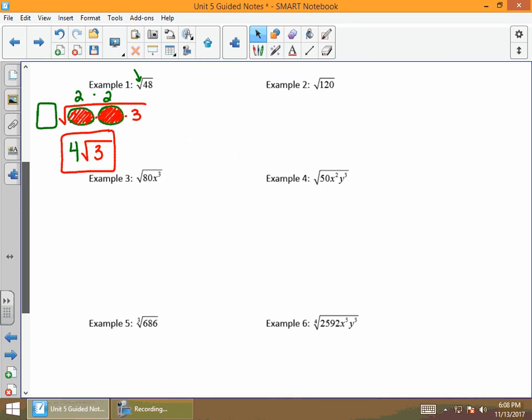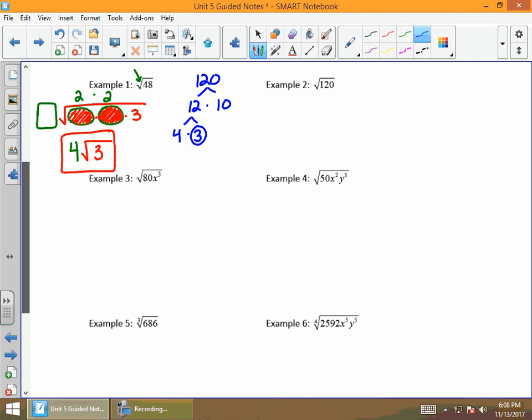All right, let me try another one. 120. Factor tree of 120. 12 times 10 is 120. Well, 12 is 4 times 3. 3 is prime, 4 is not. 10 is 2 times 5. 2 is prime and 5 is prime. 4 is 2 times 2. 2 is prime, 2 is prime. So when I rewrite 120, I have three 2's, one 3 and one 5.